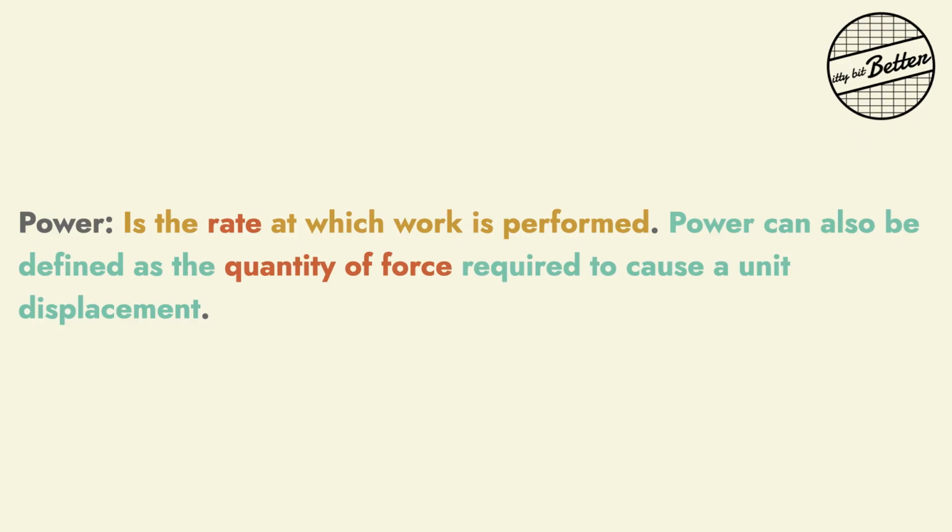The first part is power is defined as the rate at which work is performed. So it's comparing rate to work. And now the second definition is power can also be defined as the quantity of force required to cause a unit displacement. So power is the rate that work is happening. And if you're changing that rate, that means you have to change the force for how quickly you're going to move that object over that distance.